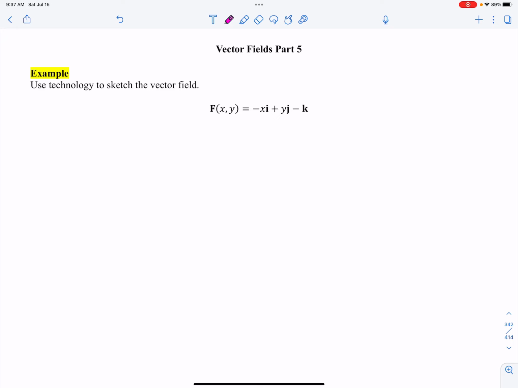This video will continue our discussion of vector fields by taking a three-dimensional vector field and finding technology online to graph it. GeoGebra actually has another link. I'll put a link in here for your notes so you'll have it. But there is our vector field, so we're going to graph that thing.